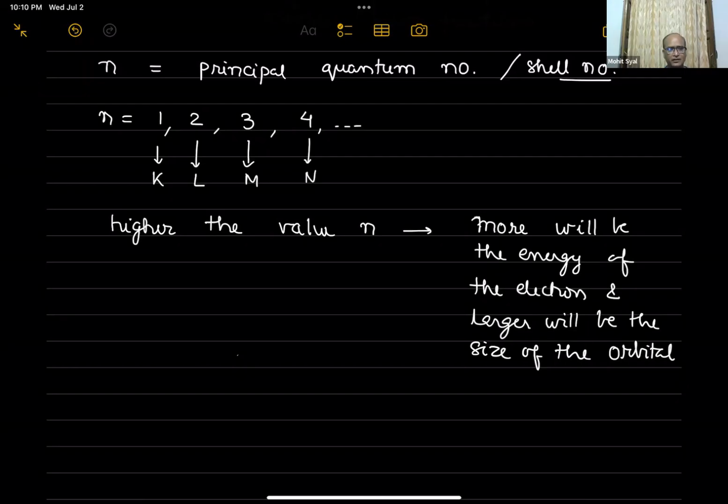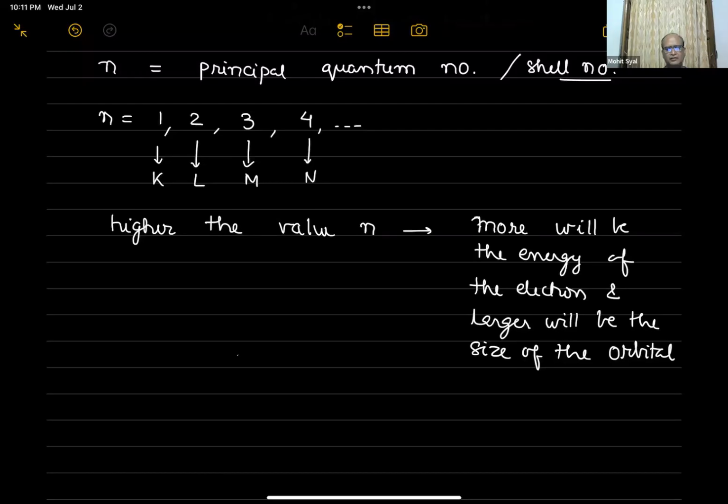So will the first shell have the larger orbital, or the second shell, or the third shell? The larger n shell will have the larger orbital. As n increases, the size of the orbital keeps on increasing. Got it? I hope this is clear to you.